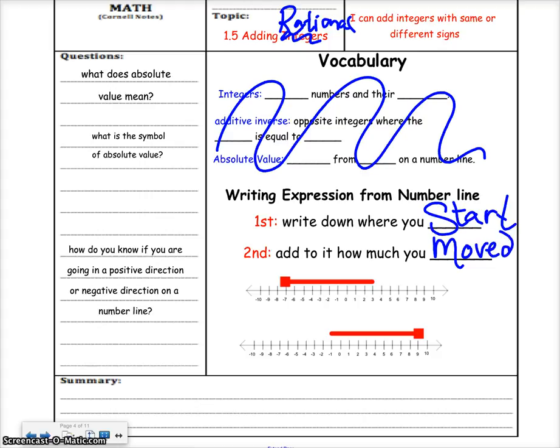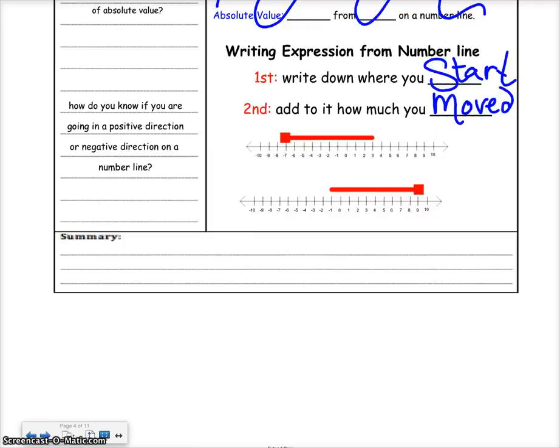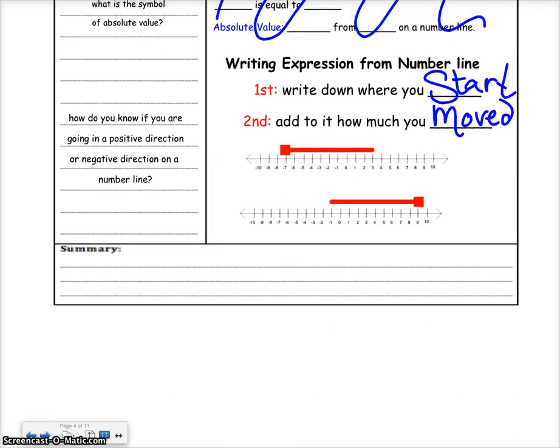The box is the starting point on this example. So which number did I start with on this number line? -7 is my starting point. So if I were to write an expression here, I would say -7 plus, how many spots did I move? 1, 2, 3, 4, 5, 6, 7, 8, 9, 10. And then it equals where I left off. It equals the 3.